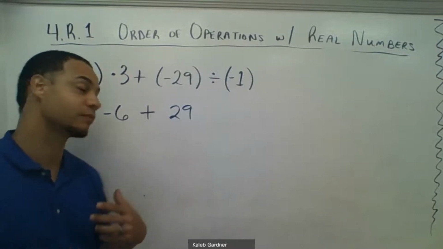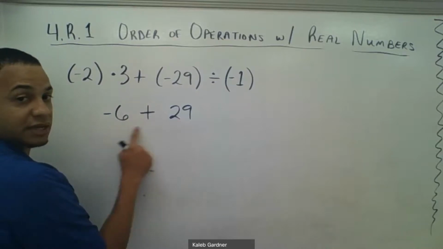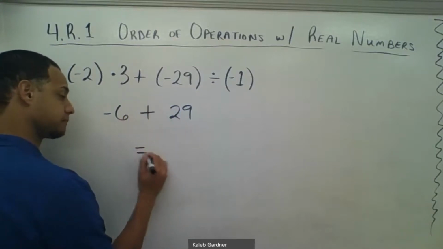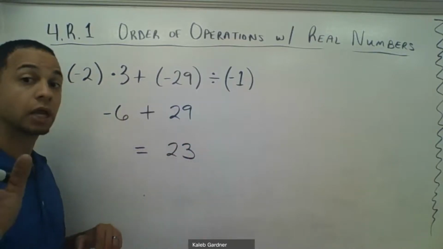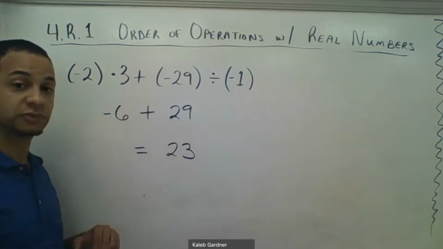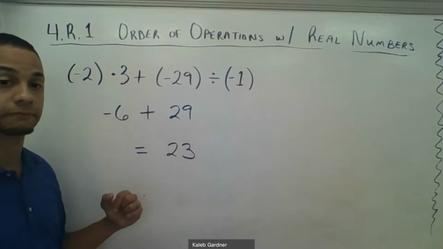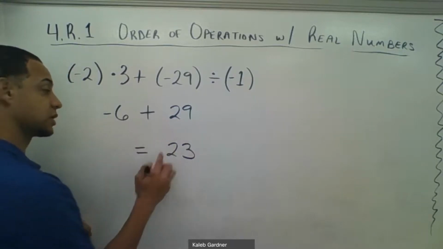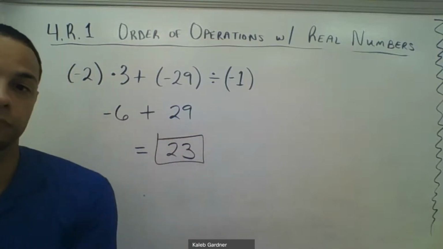-6 plus 29. -6 plus 29, remember that can be written as subtraction. So we would subtract 29 minus 6, which is 23. And we would keep the sign of the number that's further away from 0. 29 is further from 0, and it's positive, so this 23 is positive. Opposite signs, subtract, keep the sign of the number further from 0. Next question.